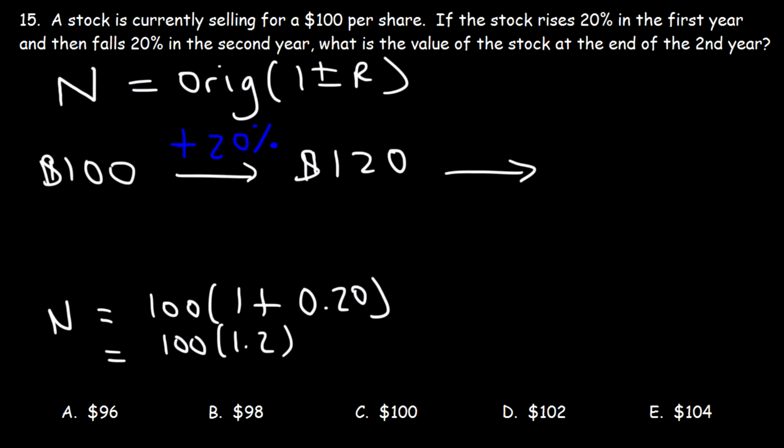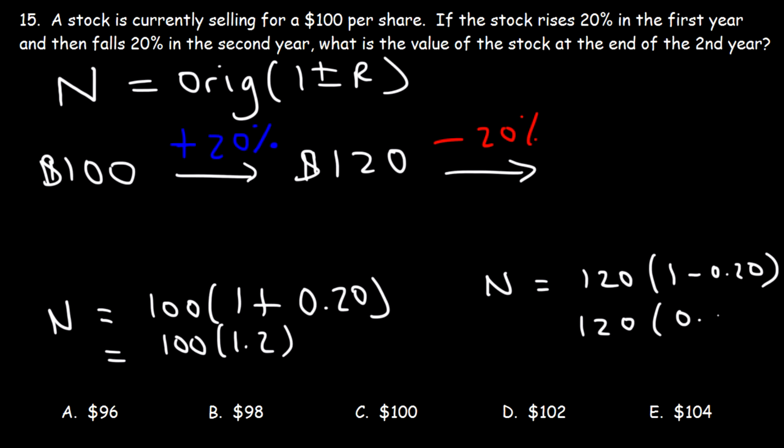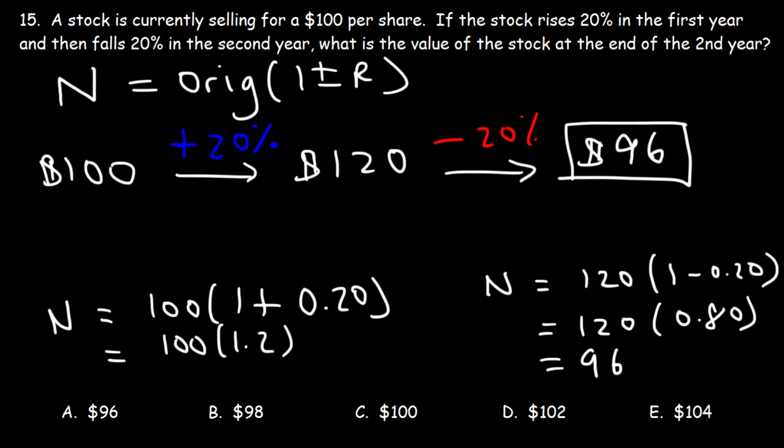Now in the next year, it's going to go down by 20%. So our original value now is 120. And this time it's going to be 1 minus r, which is 0.20. So 1 minus 0.20 is 0.80. So we're looking for 80% of 120. So 120 times 0.8 is 96. So that's going to be the final price of the stock. So A is the right answer.